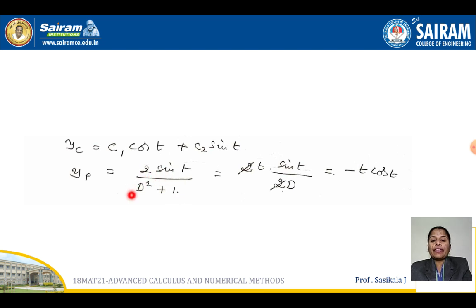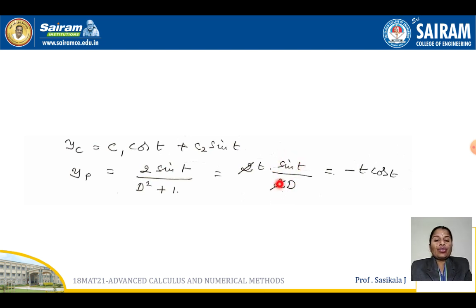Since the denominator is going to 0, what you have to use? You have to multiply with the independent variable. Here the independent variable is t. And take a differentiation of the denominator. So I will get 2d. So d square will become 2d. So 2d into 2t into sin t. So this 2 will get cancelled. You will get only t into sin t by d.